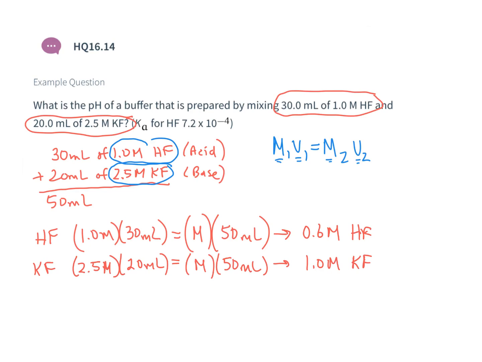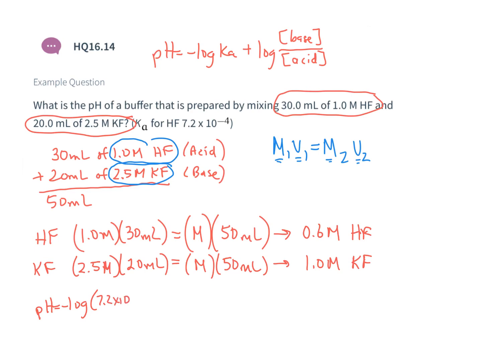Now I can use the Henderson-Hasselbalch equation, which is pH equals the negative log of my Ka plus the log of the concentration of my base over the concentration of my acid. So the pH will equal the negative log of 7.2 times 10 to the negative 4 plus the log of my base, which is 1 molar, divided by the concentration of my acid, which is 0.6 molar.